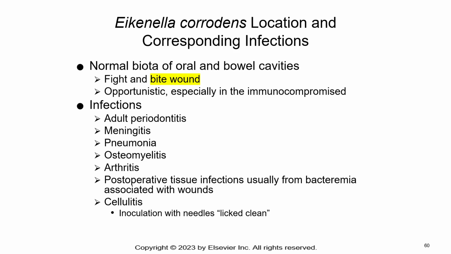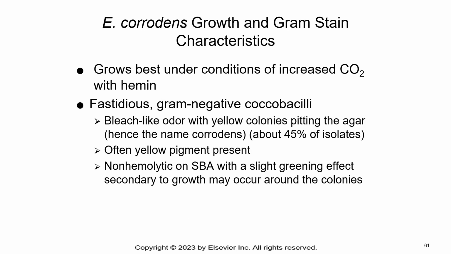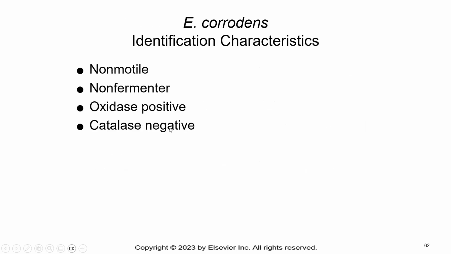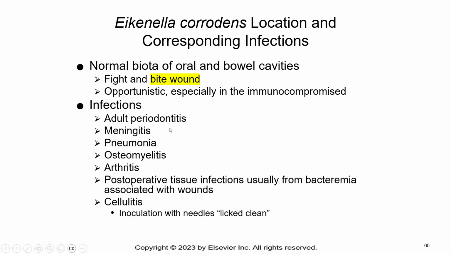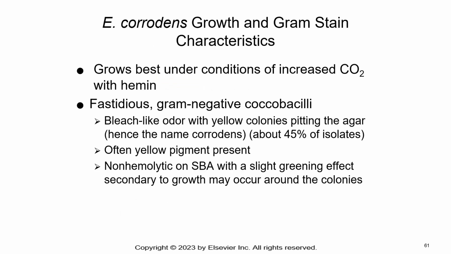Eikenella is associated with bite wounds. Something else that's unique about this one is Eikenella sometimes is referred to as smelling like bleach, so a bleach-like odor. In infections: adult periodontitis, meningitis, pneumonia, osteomyelitis, arthritis, various other types of infections. Often a yellow pigment is present, non-hemolytic on SBA with a slightly greening effect.